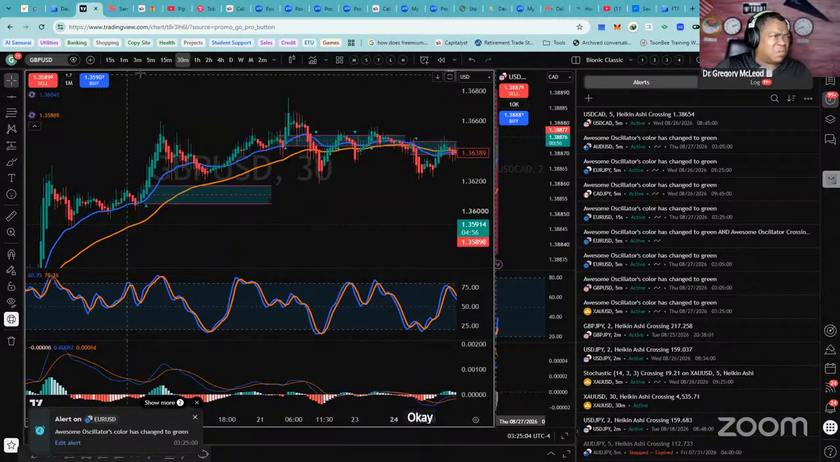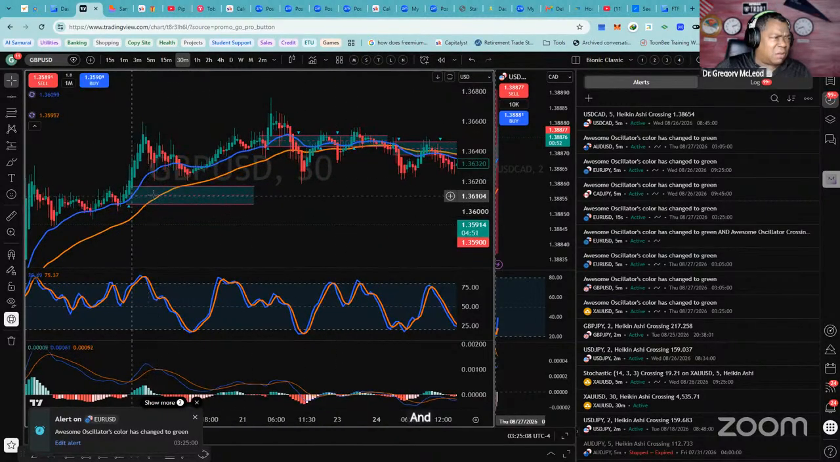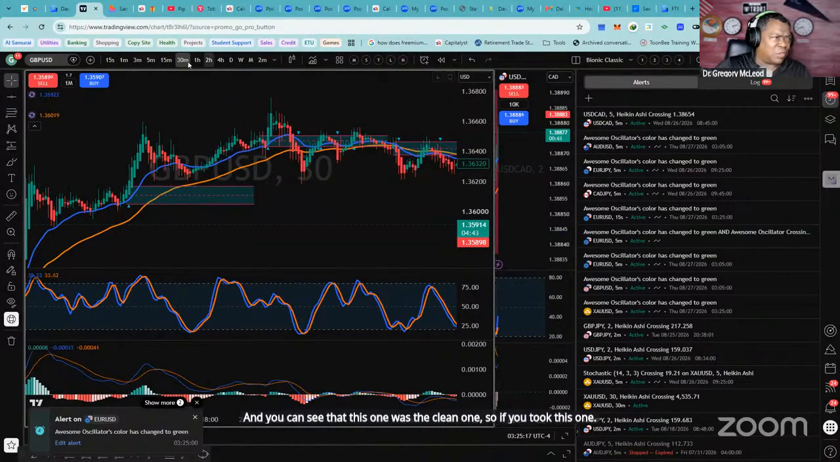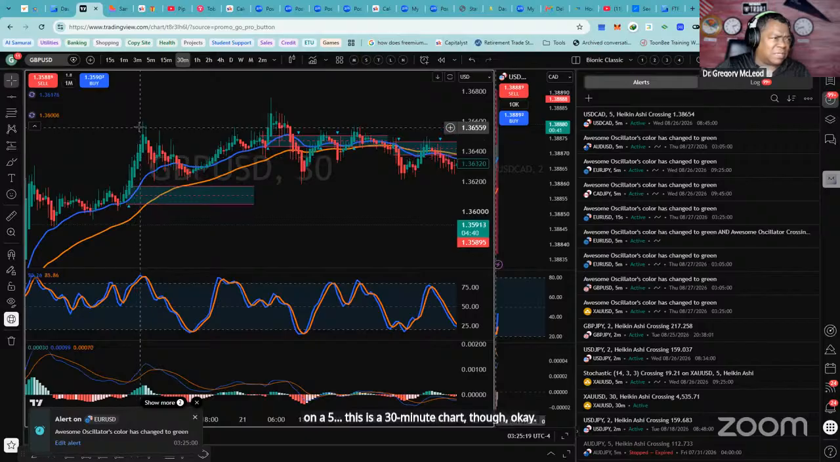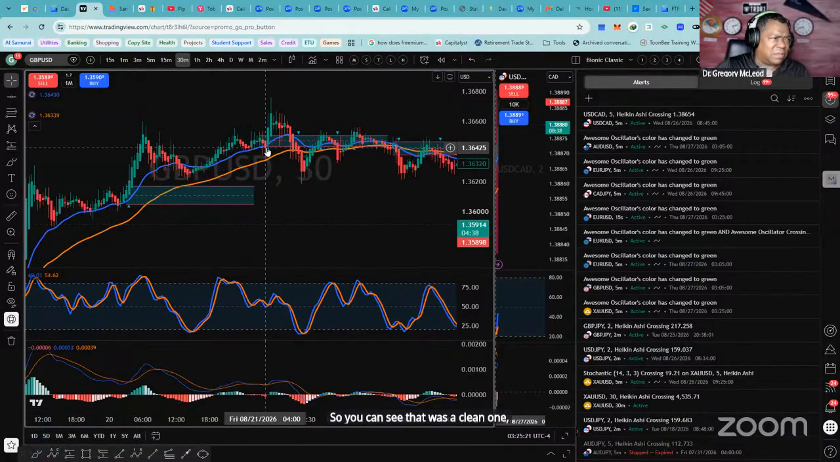Okay, so here's a 30-minute chart, and these are our opening range breakouts for London. You see that this one was a clean one. So if you took this one on a 5-minute, this is a 30-minute chart though, okay? So you can see that was a clean one, no problem, right? But look at this one.